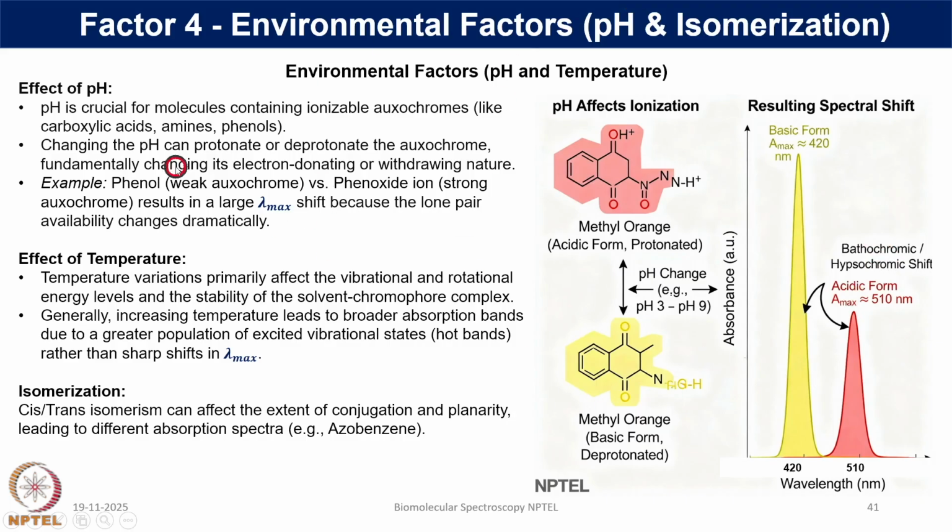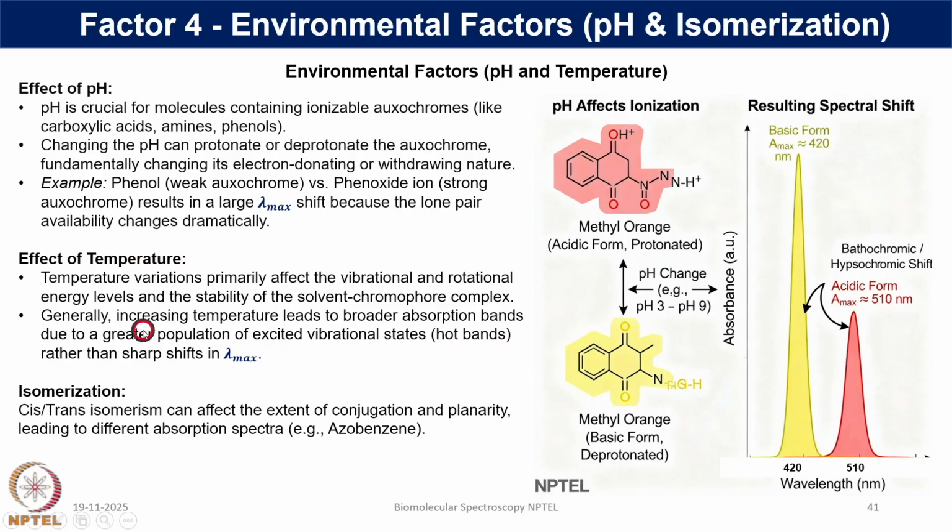So, this is one of the examples: phenol, which is a weak chromophore, versus the phenoxide ion, which is a strong auxochrome, results in a large lambda max shift because the lone pair availability changes dramatically. Another factor that can affect this is the temperature.